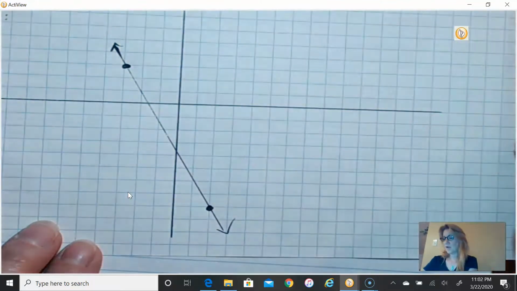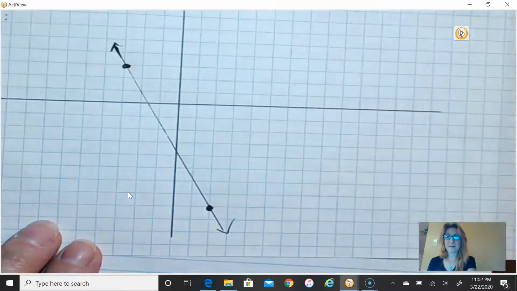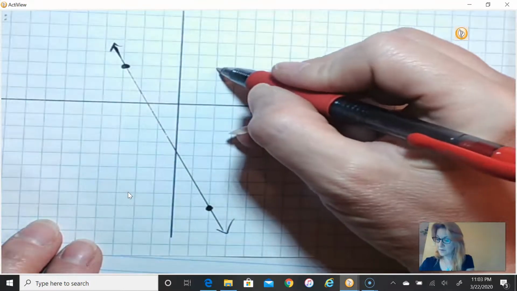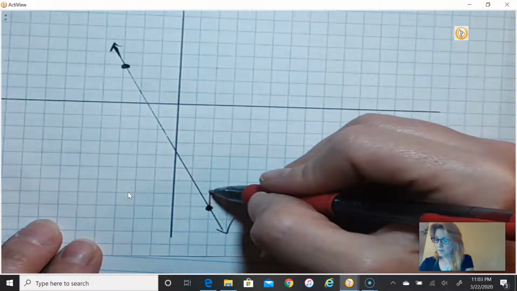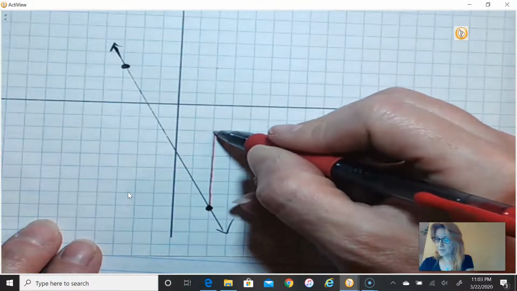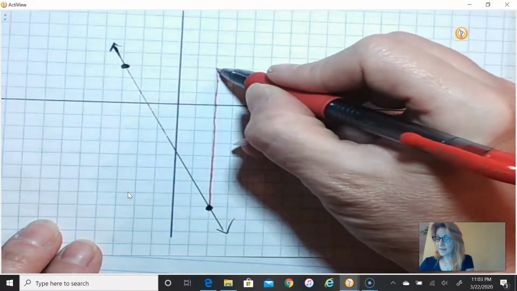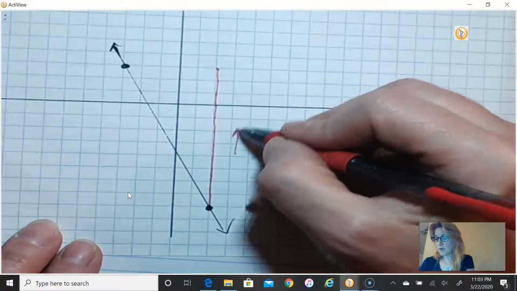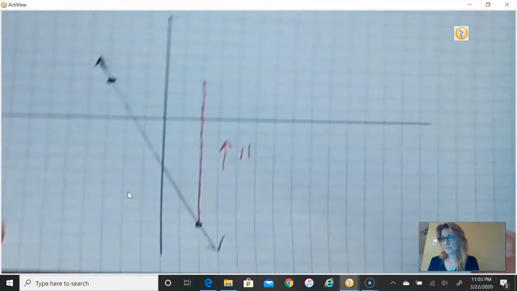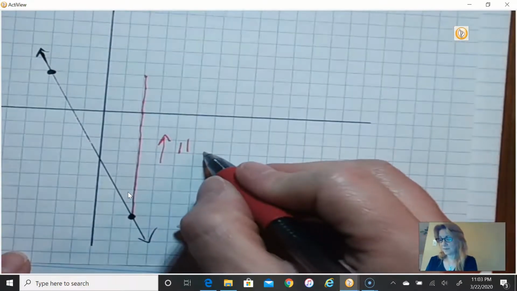And then right here. So let's say I'm going from this dot to this dot. I'm going to go up to there: 1, 2, 3, 4, 5, 6, 7, 8, 9, 10, 11. So I went up 11. Is that positive or negative? If you go up, it's positive. So this is going to be positive.